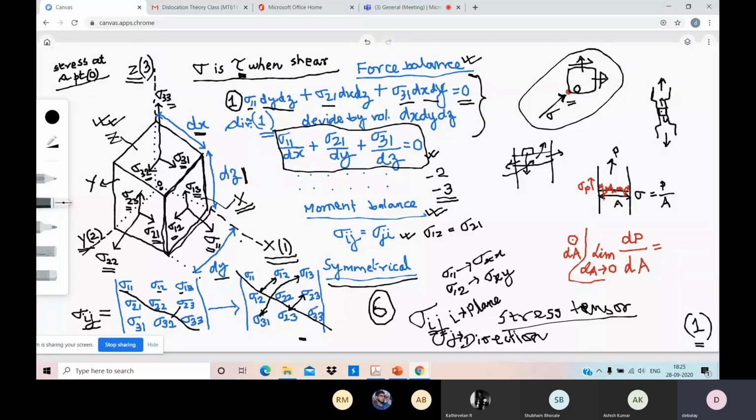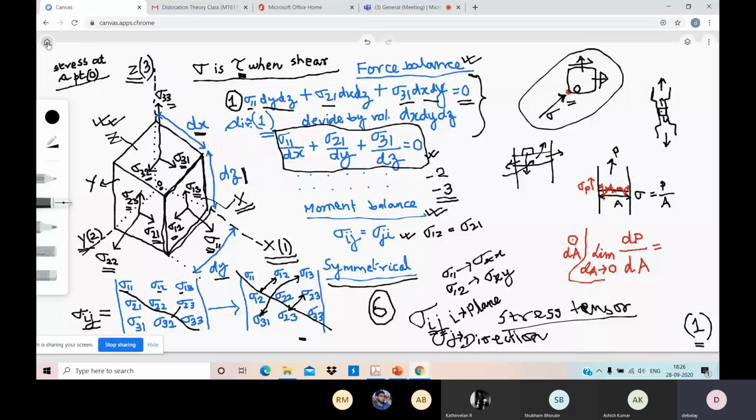For example, sigma 1 1 is acting on plane number 1, that is the plane perpendicular to the direction 1, and it is acting along the direction 1. So it is sigma 1 1 or sigma xx. Similarly, sigma 1 2 means it is acting on plane 1 and it is a shear stress acting along the direction 2, and so on. So there are 3 normal stresses and 3 independent shear stresses. If you know any 3 shear stresses, you can complete the stress tensor.